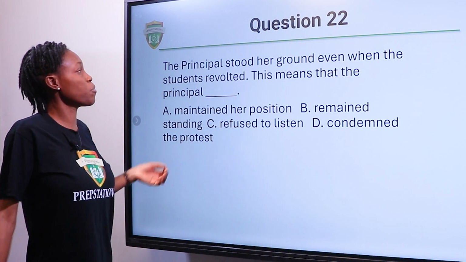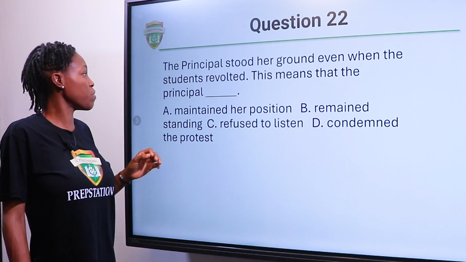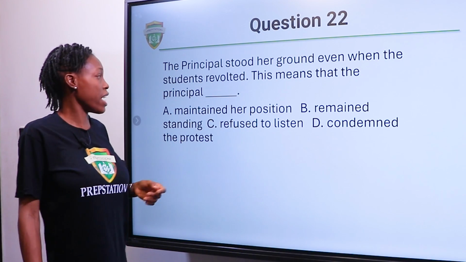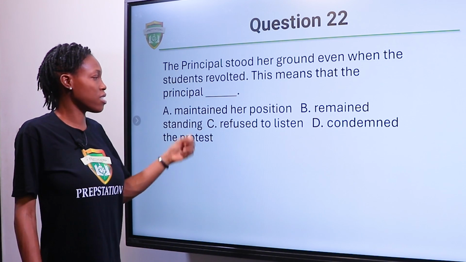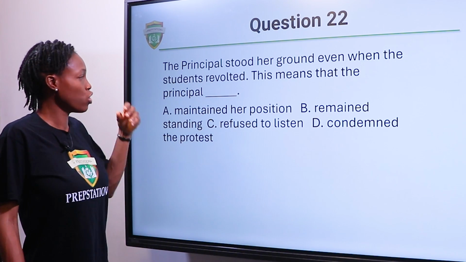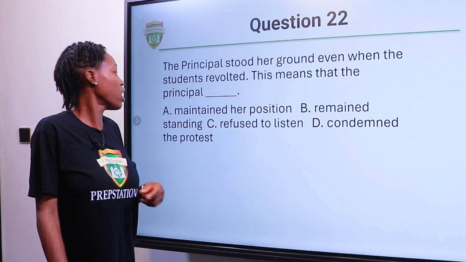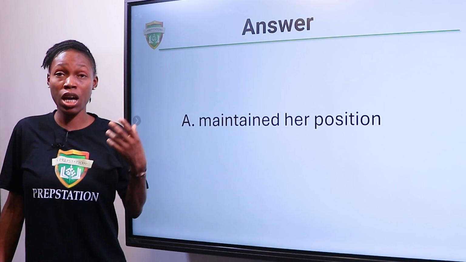22. The principal stood her ground even when the students revolted. This means that the principal dash A, maintained her position, B, remained standing, C, refused to listen, D, condemned the protest. Stood her ground. In this case, the answer is A, maintained her position.